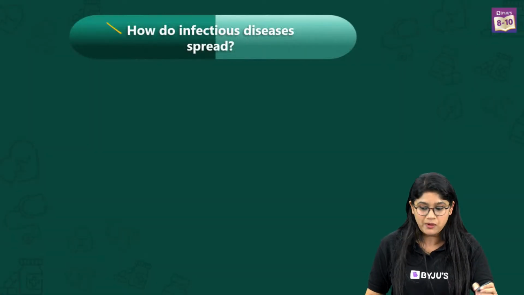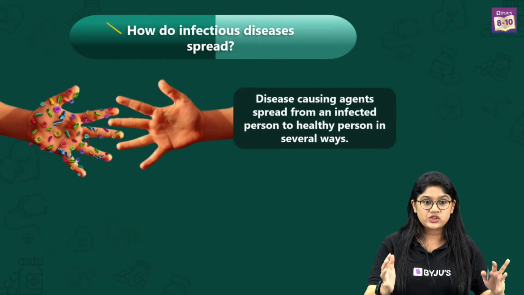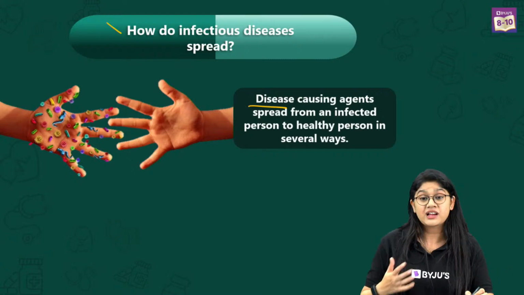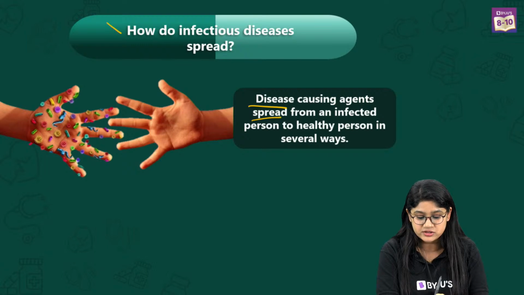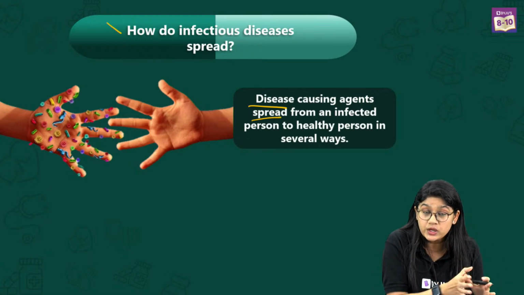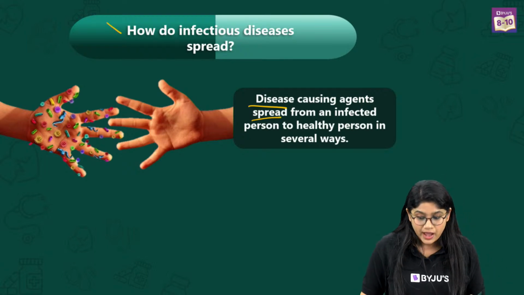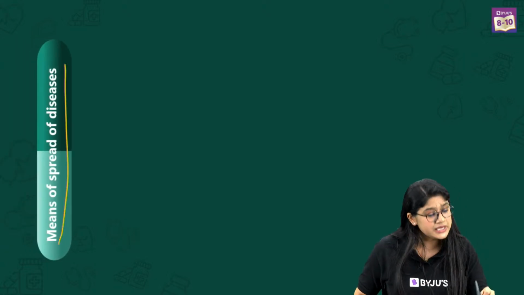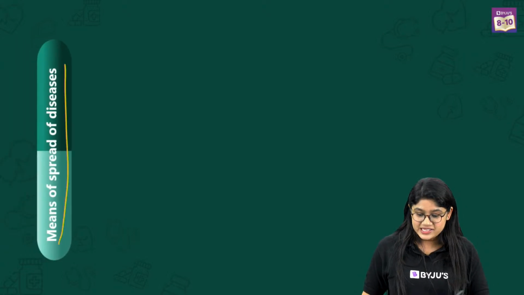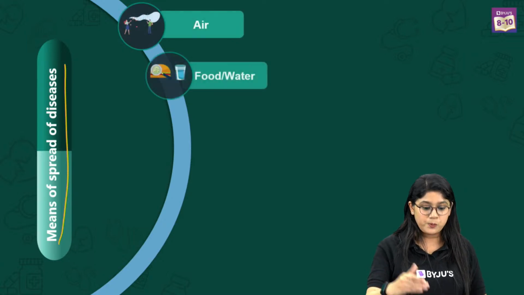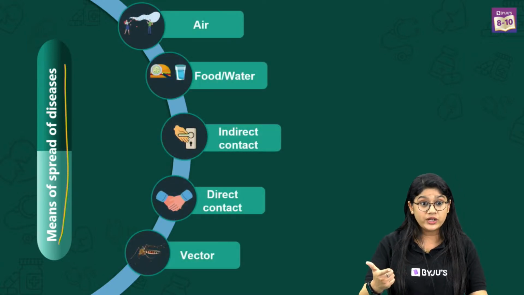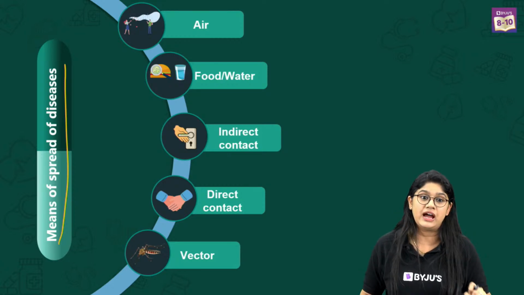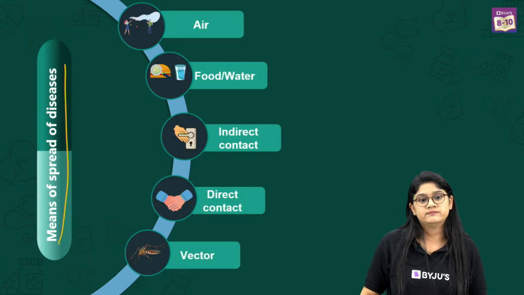And of course, when we talk about it, we have various things that we need to learn. Over here, we'll be discussing how the disease-causing agent spreads from the infected individual to the healthy individual. And over here, we have the various means of spreading diseases. We have air, we have food and water, we have indirect contact, we have direct contact, and then we have the vectors.